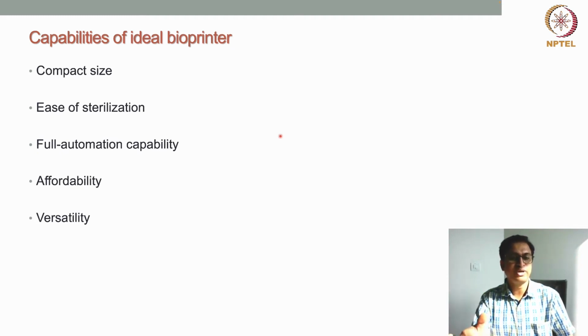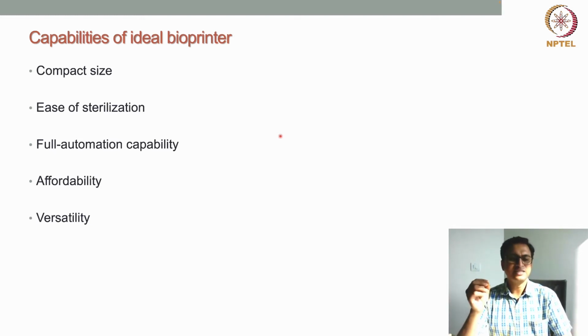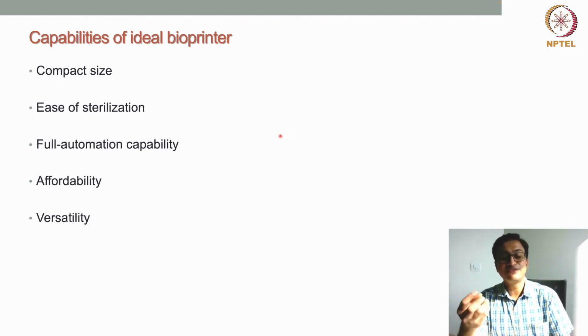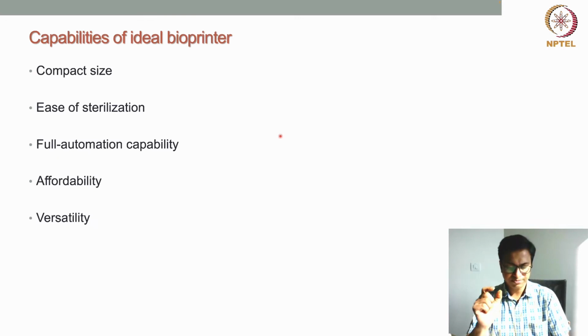Other things, affordability. For widespread use of these bioprinters, this is very much important. The bioprinter should be affordable so that many of the researchers or users can afford the printer and they can use it, right? Versatile. The bioprinter should be able to print different types of materials, different viscosities of material, different types of cells, and different multicellular constructs can be fabricated with this bioprinter. So that is another important thing. The bioprinter should be versatile in nature.